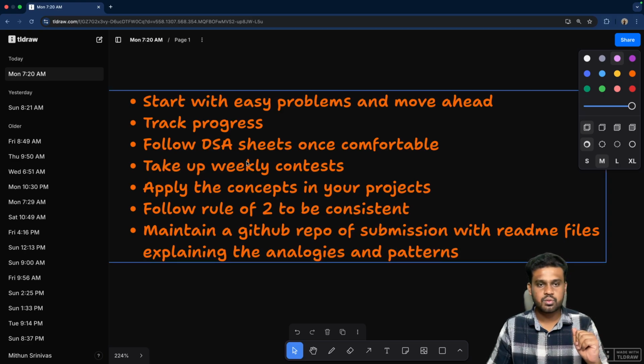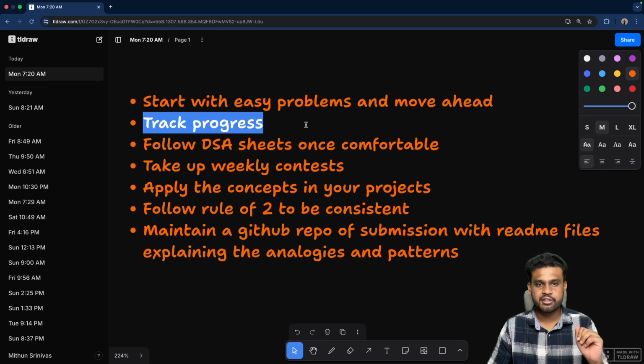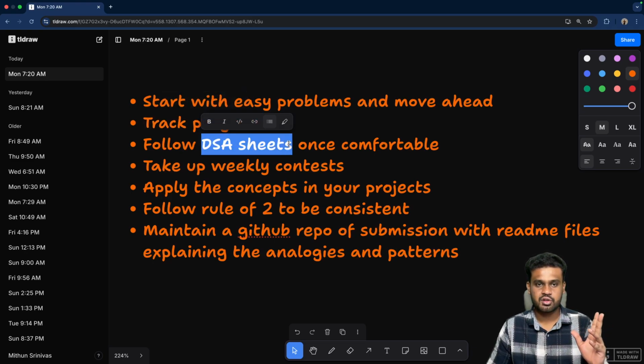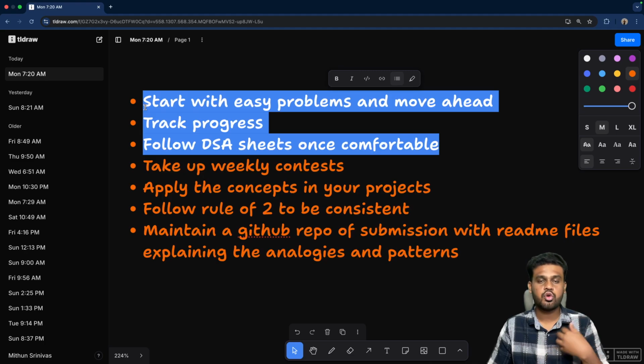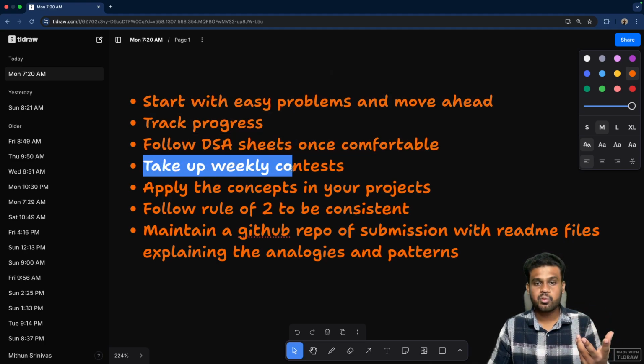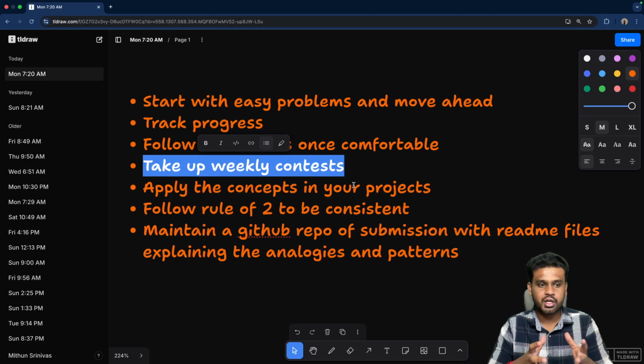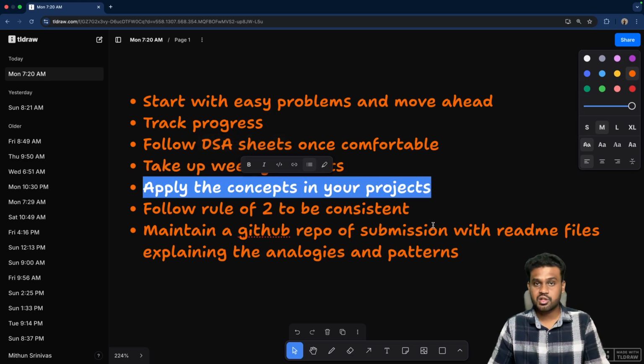Great. Next, if you are facing difficulty in tracking progress, you have a lot of DSA sheets. Every company has their own DSA sheets. Pick any one and start solving. This is at your own pace, but you should know what others are doing also. Where do you lie in the community? So take up weekly contests. And if you are not able to connect it to the real world, apply these concepts to your projects as well, because projects are also very important. It's not like just DSA will help you crack a job.